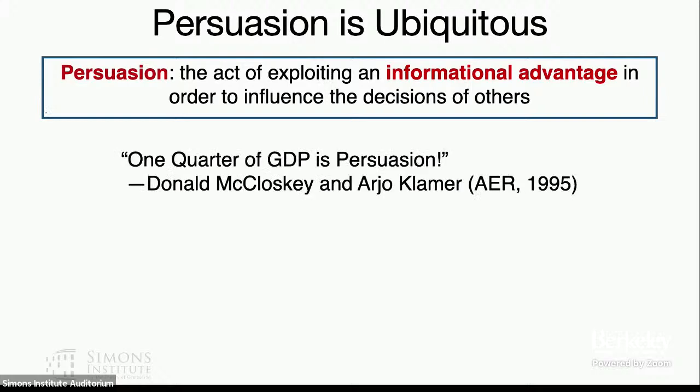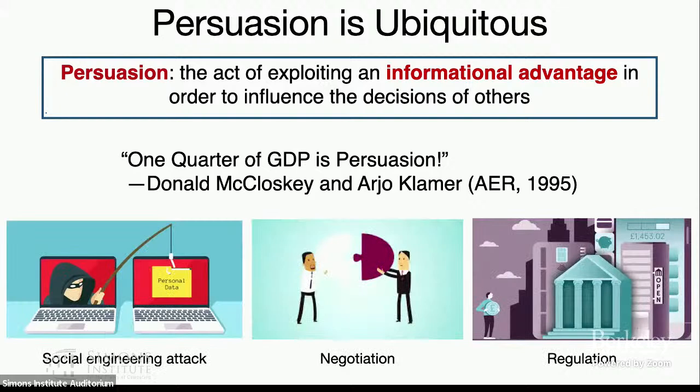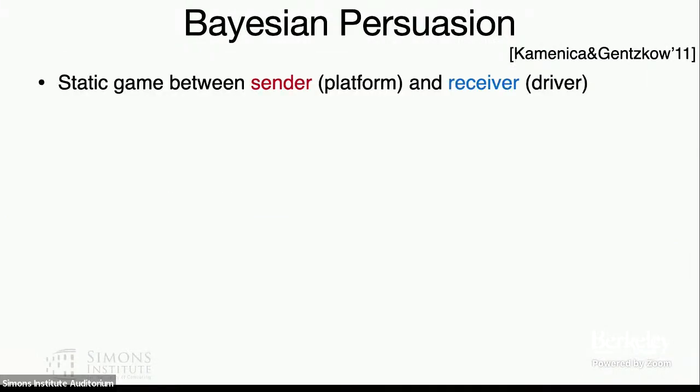And persuasion is ubiquitous in everyday life. As the title of a paper in American Economic Review says, 1/4 of the GDP is persuasion. And there are many real-life examples, including cybersecurity, negotiation, and regulation, etc. And the mathematical model we consider of persuasion is called Bayesian Persuasion. It's pioneered by this famous paper.